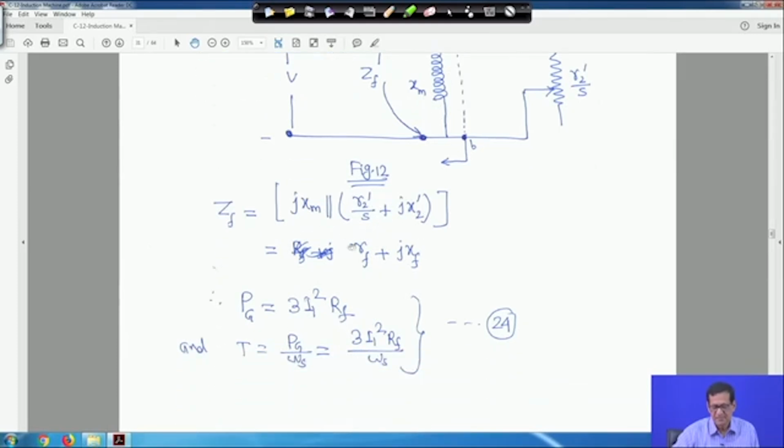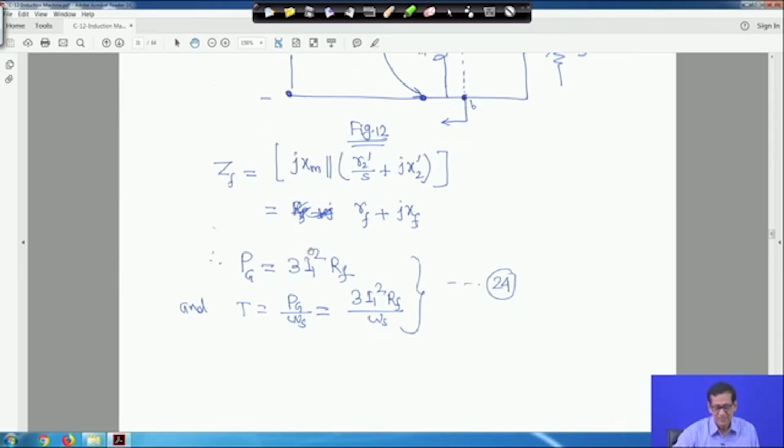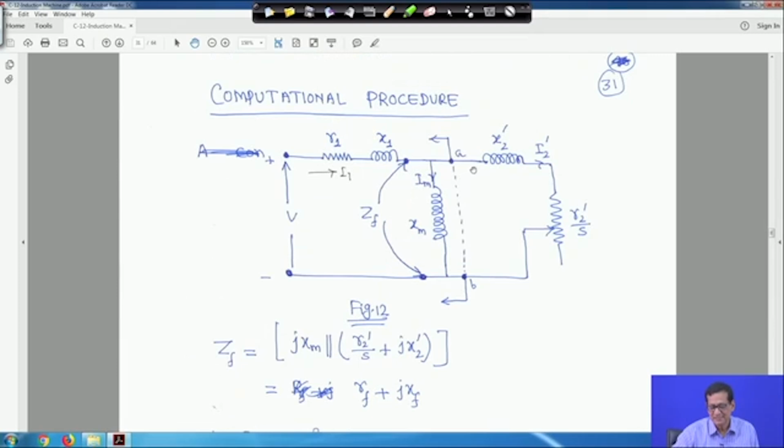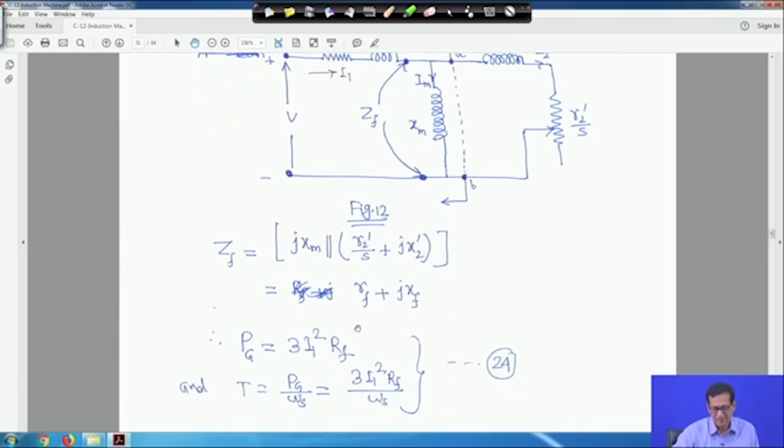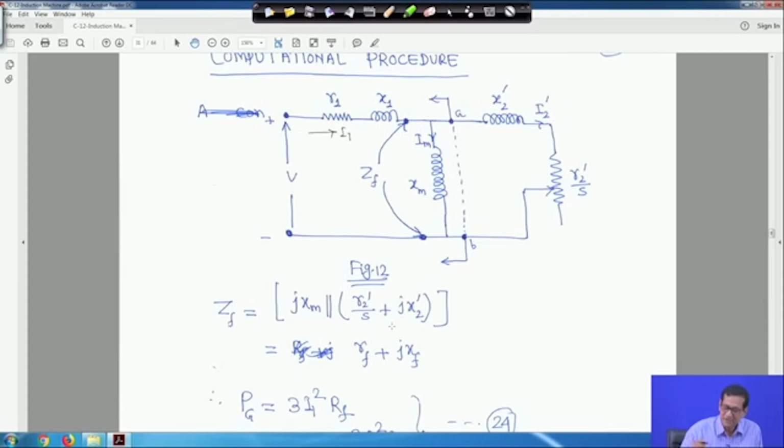If you make it equivalent, say in the form Rf plus jXf, after making this computation you can separate the real and imaginary parts. I am not doing it, I request you please do this, right. You can make this, already you have studied single phase AC circuits, same thing. So Pg is equal to, now this is Rf plus jXf. So Pg is equal to 3 I1 square into Rf, when you make the equivalent of this one, right. So the power across the air gap will be 3 I1 square Rf.